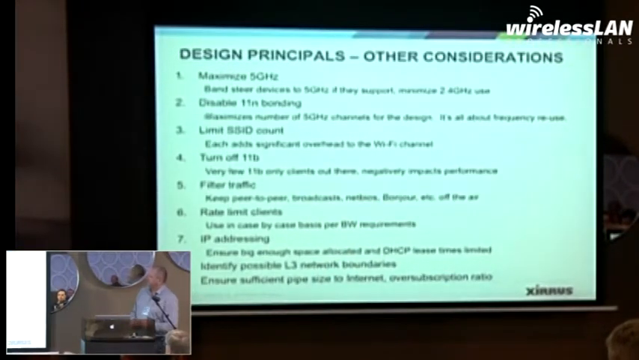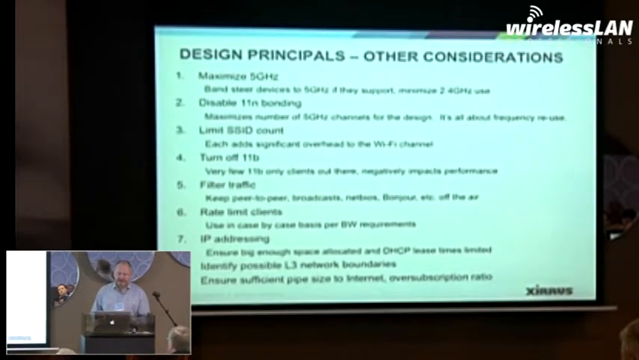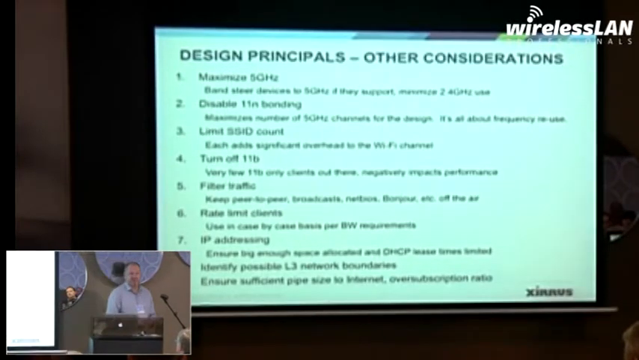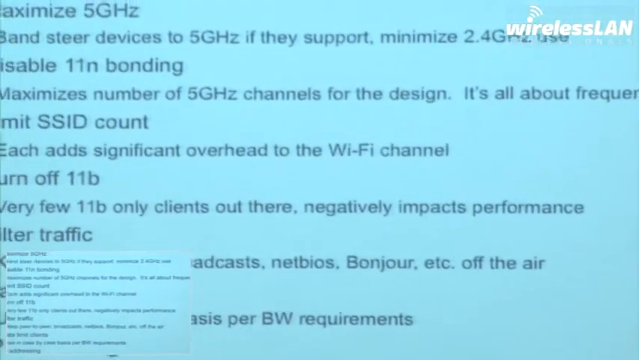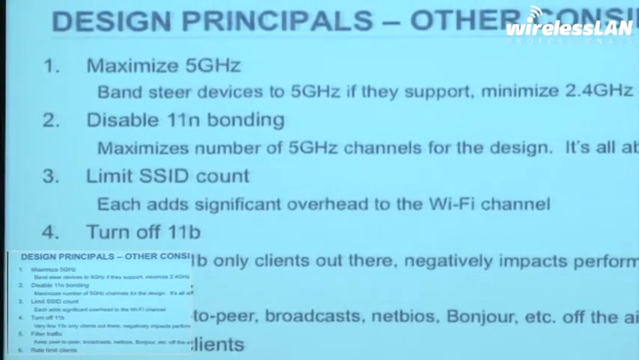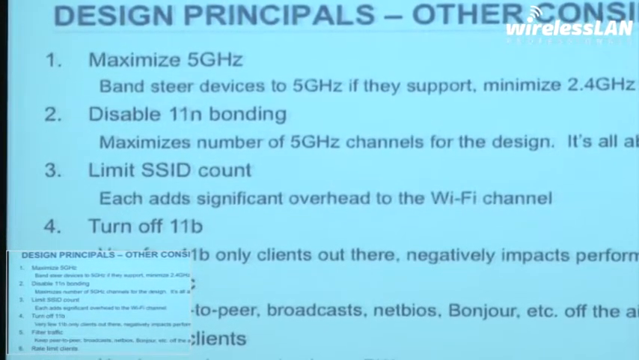Now this is just a list of what I see as best practices if you design for high density. You want to maximize 5 gigahertz. Everybody knows that. We have a lot more channels in 5 gigahertz than 2.4. There's still 2.4 out there, but I see a lot of customers who just switch it off during an event. They just offer 5 gigahertz. Disable 11n bonding. I use 20 megahertz channels because it's all about frequency reuse, right? So I want to be able to reuse my channels.